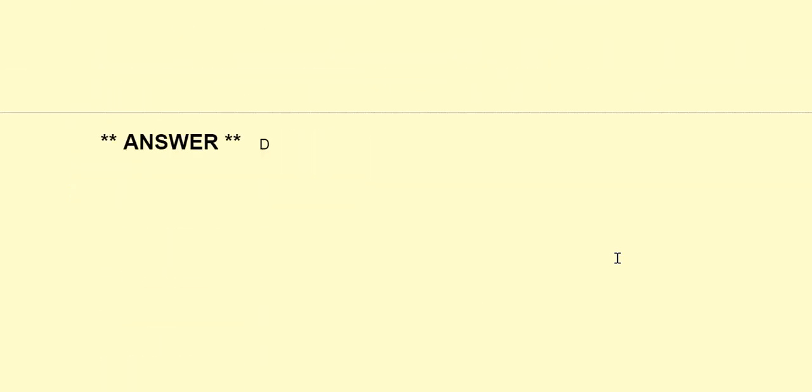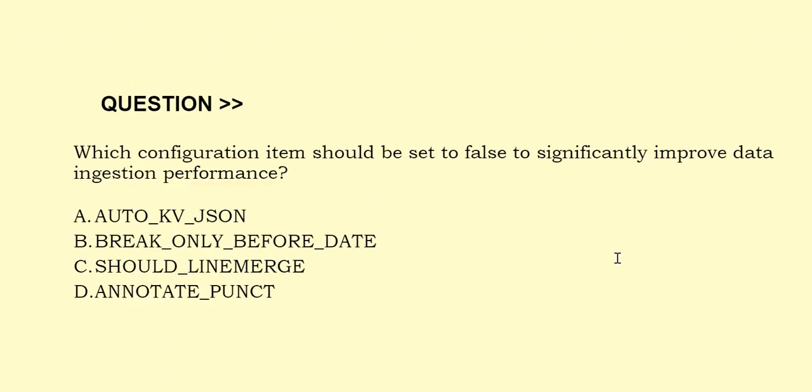The correct answer is option D. Which configuration item should be set to false to significantly improve data ingestion performance? Option A. AUTO_KV_JSON. Option B. BREAK_ONLY_BEFORE_DATE. Option C. SHOULD_LINEMERGE. Option D. ANNOTATE_PUNCT.